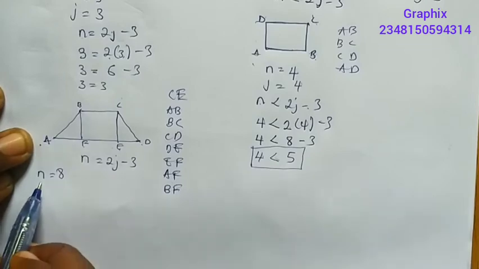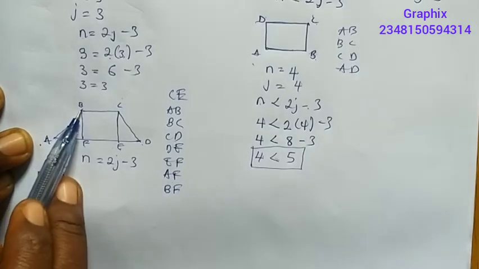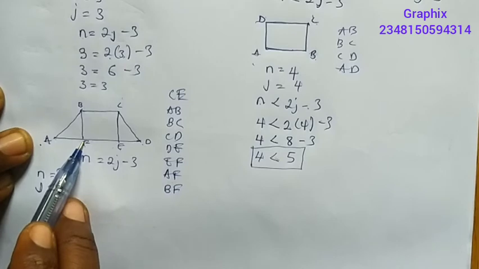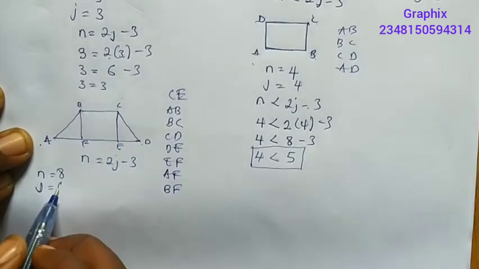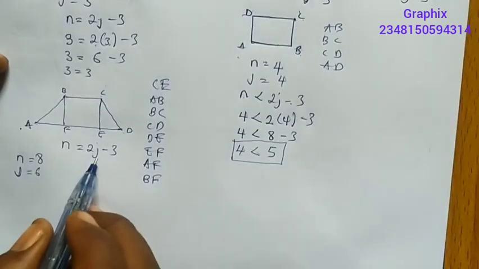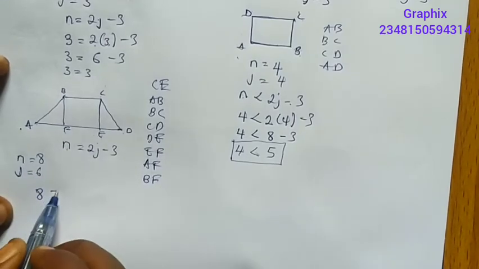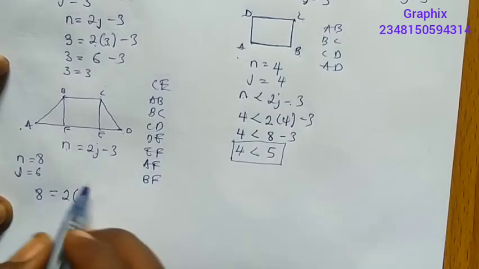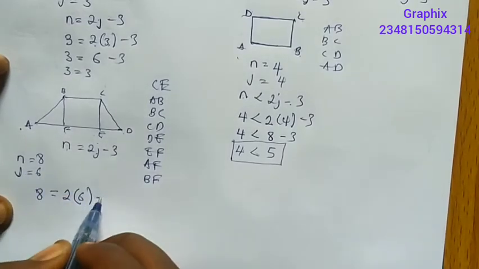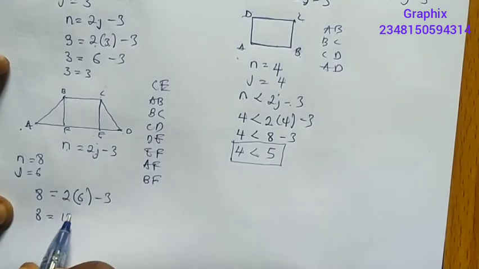Now let's see how many joints we have here. A is a joint, that is 1. B is a joint, that is 2. F is a joint, that is 3, 4, 5, and 6. We have 6 joints. Are we good? So we put them into this equation here. What is our n? Our n is 8 and the equation is n equals 2 times j, and j is 6, then minus 3. So 8 compared with 2 times 6, which is 12, minus 3.